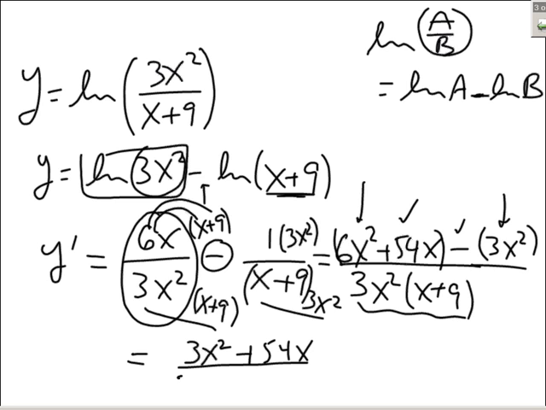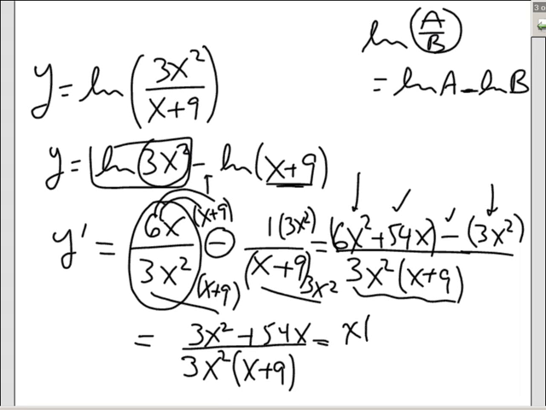And this is all over 3x squared times x plus 9. We can factor out an x from the numerator. In fact, we can factor out a 3x from the numerator. 3x times x gives me 3x squared, plus 3 times 18 is 54, times x is 54x. And this is all over 3x squared times x plus 9.